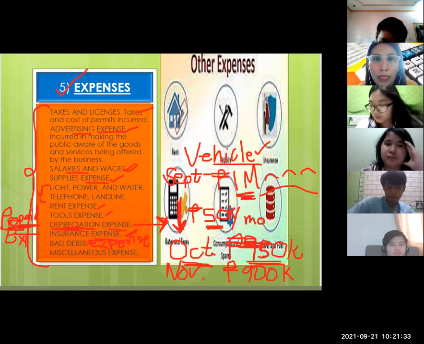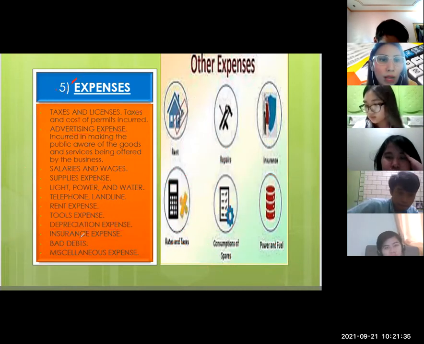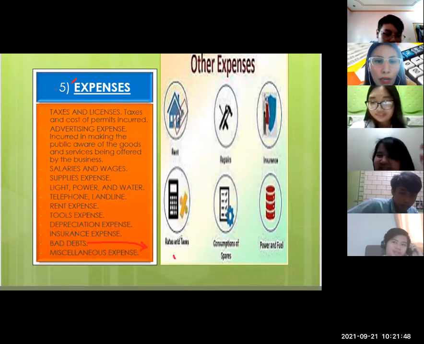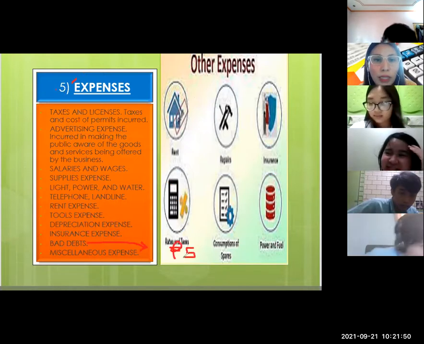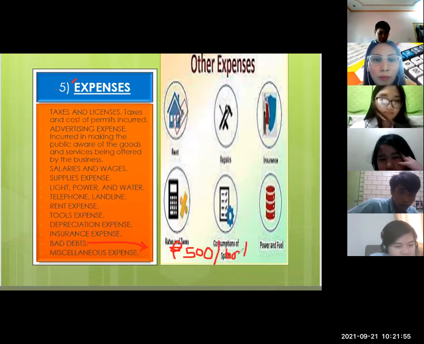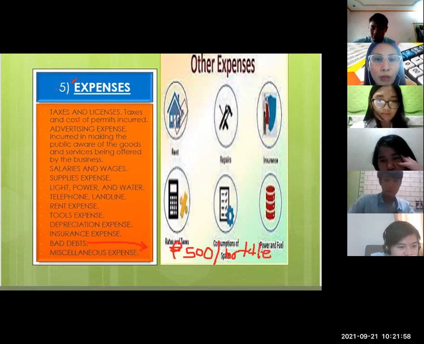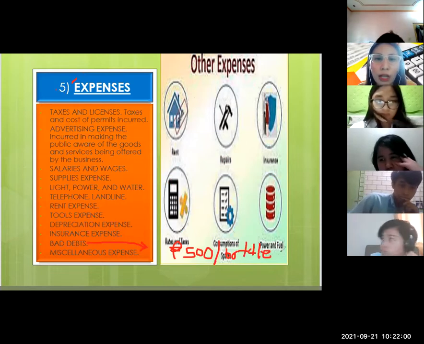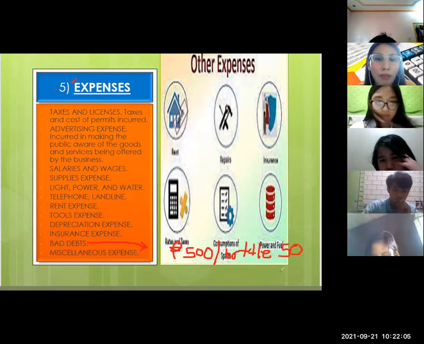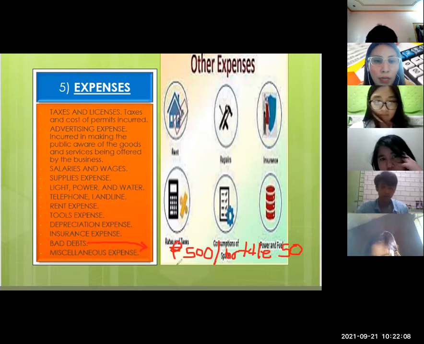Example, ano ba tong bad debt expense? Kunyari, si Miss Alisa ay customer ko ng aking mga perfumes. Okay. Merong 500 pesos ulit na perfume akong binibenta kay Miss Alisa per bottle. Okay. Let's say, regular customer ko siya, 500 pesos. Ang kada order niya sa akin, let's say, 50 bottles din. 50 pieces of bottles.